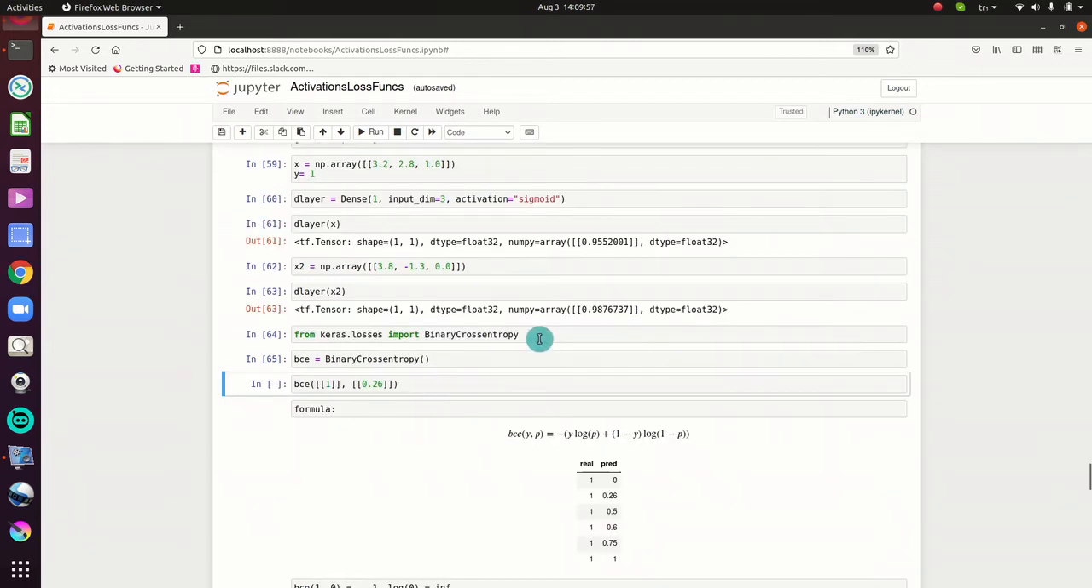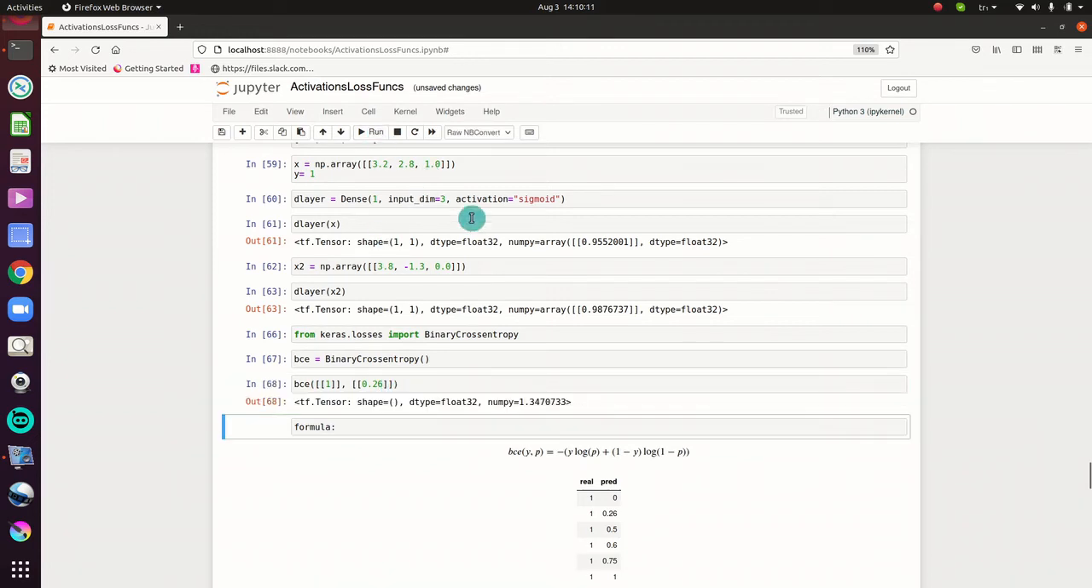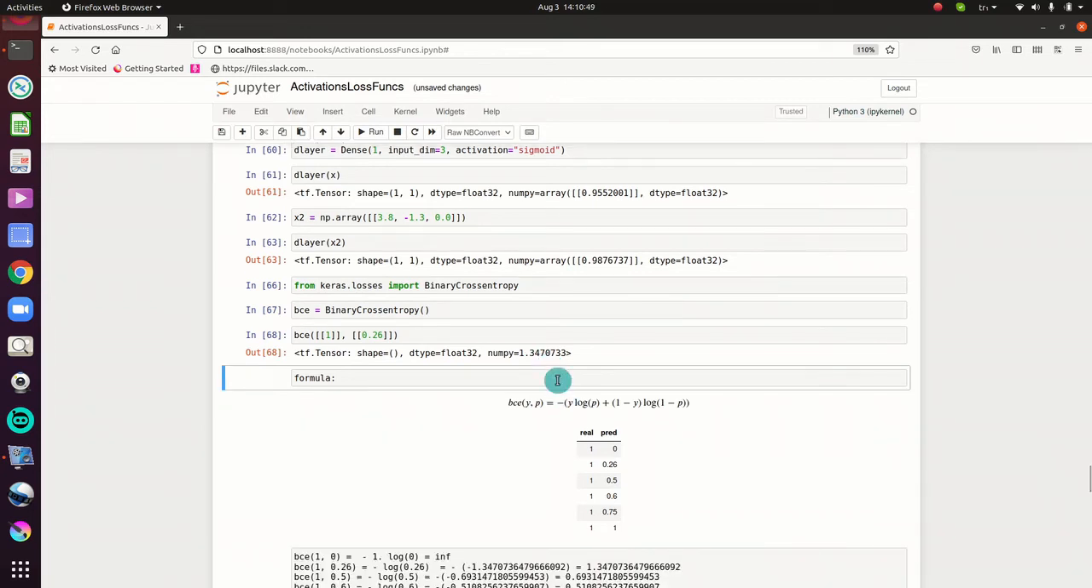I will import the BCE from Keras losses, create a loss object, then compare these two probabilities I pick. I will compare 1 to 0.26. Let's see the number. Here it is, 1.34. Also notice the shape, how I fit the probabilities. I fit them as batches of 1. Here is the result again. 1.34 is a scalar. We are ready to see the formula to understand how this value is calculated.